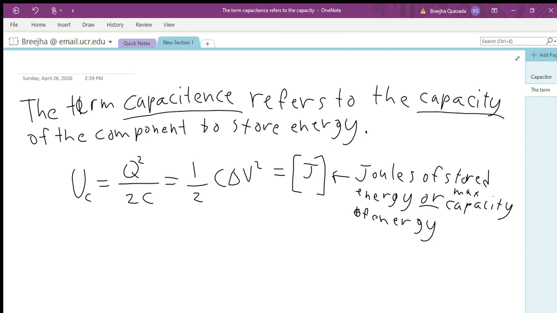Remember the units for capacitance, which is this C value, is in farads, and this would be in coulombs. So it's safe to say that the units of coulombs squared over farads, similar to how this situation transpires, is equal to joules.